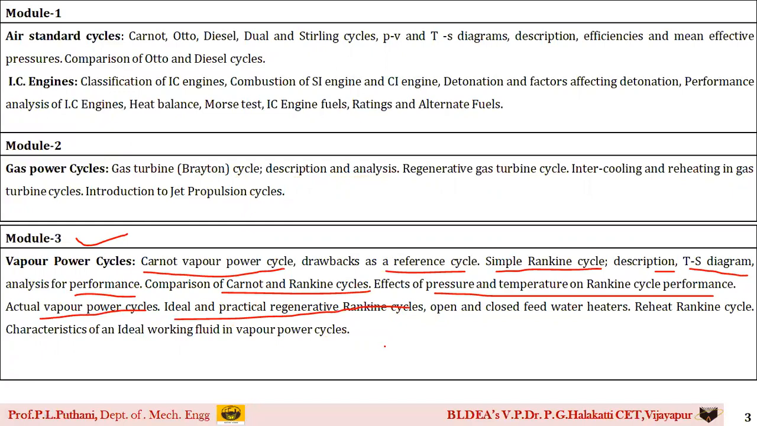Then we will have the methods to improve the efficiency by using open and closed feed water heaters, then reheating the Rankine cycle, and the characteristics or properties of an ideal working fluid in the vapor power cycle.